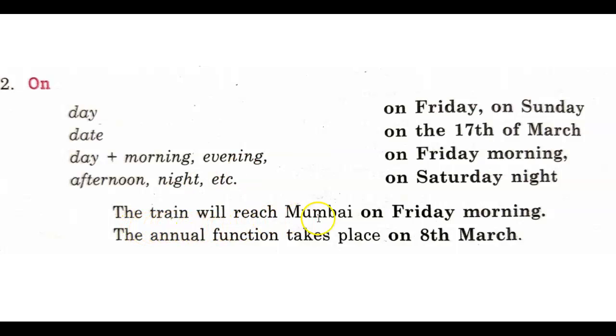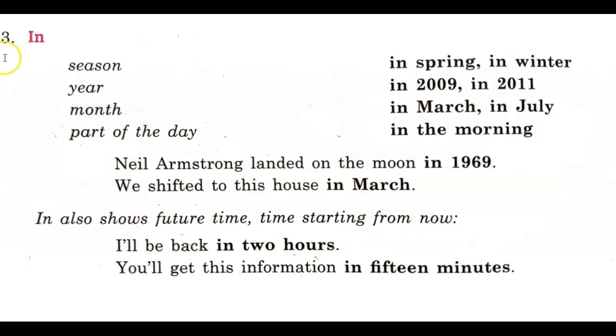The train will reach Mumbai on Friday morning. When is the train going to reach here? On Friday morning. Not at Friday morning or in Friday morning. It should be on Friday morning. So it tells us the day. The annual function takes place on 8th March. When? Which date? On 8th March.